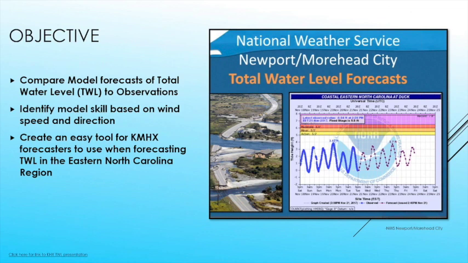My objective with my studies was to compare model forecasts of total water level to observations. I wanted to identify model scale based on wind speed and wind direction, and ultimately create an easy to use tool for our forecasters to use when they are forecasting total water level in the eastern North Carolina region.